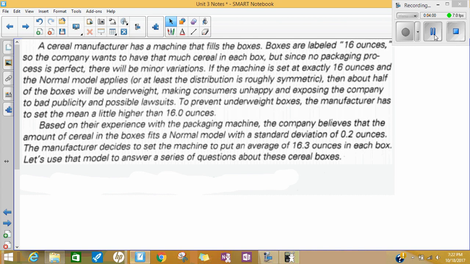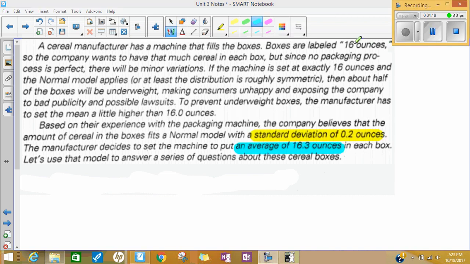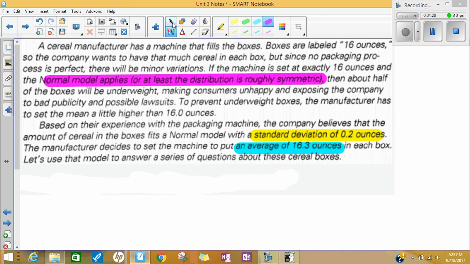Okay, so you should pause here and take a minute and read this. You should pick out the important information, and then we'll pose a question for you. So the important things that we need to know, of course, is that this data is roughly symmetric, or the normal model applies. We need to know the standard deviation, and we need to know the average or the mean that we're going to use.